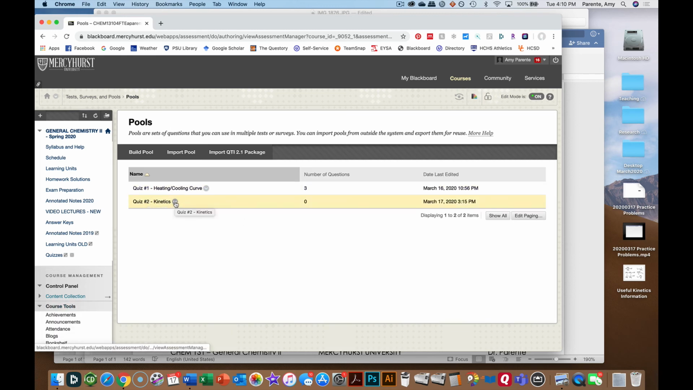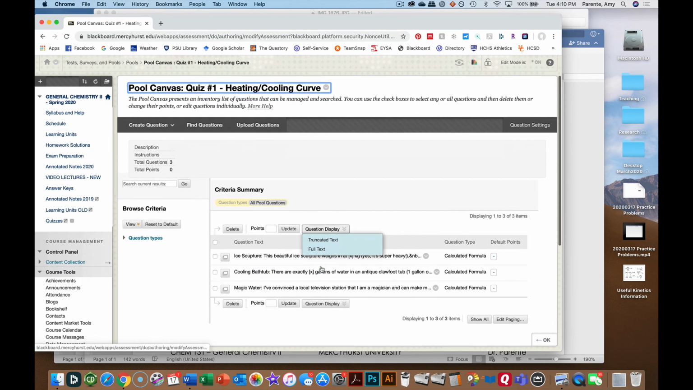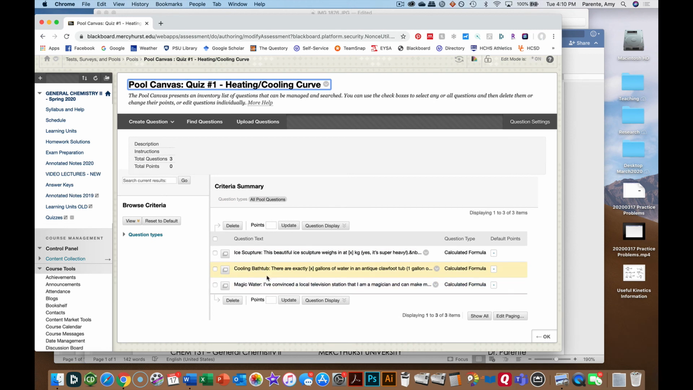And now I'm going to edit this pool. Let me just show you here if you want. If I go in and I edit this pool, you can see here's the 3 different kinds of problems that I had here. So there's one on melting an ice sculpture, one on cooling water in a bathtub, and one on making water do a disappearing act. So again, 3 different problems that ask students to do some computations, and there's tons of different numerical possibilities, but I don't need to worry about grading any of them. Blackboard is going to do it for me.